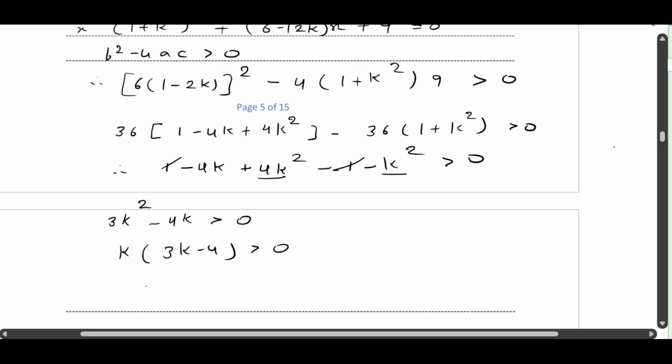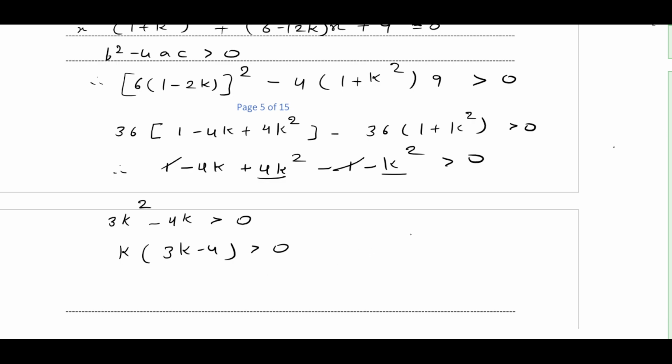So you can find the critical points over here. Now the critical points are what? 0 and 4 by 3. So 0 is here, 4 by 3 is separated. You want a positive answer, so you can select this area, and this area. Here and here you will get a positive result, and here you will get negative.